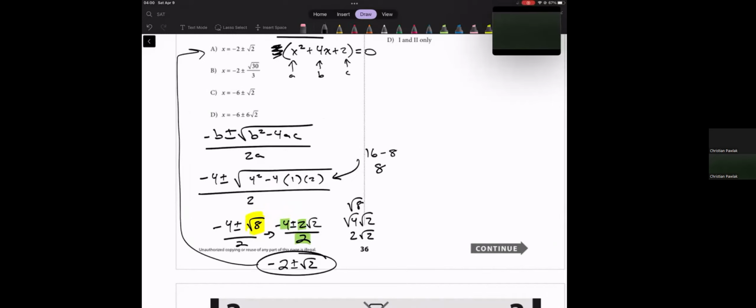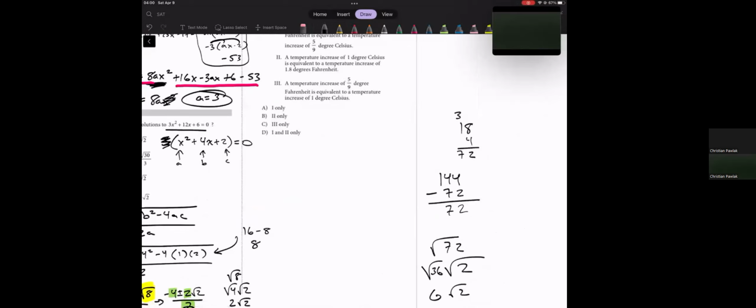Only way to really do this one is the quadratic formula. So unfortunately, guys, if you are not good with the quadratic formula, that is something you want to practice. There's a nice section in your big SAT booklets that talks about the quadratic formula. Go ahead and refer to that one for more practice.